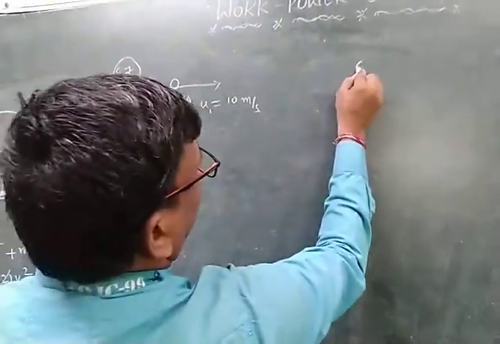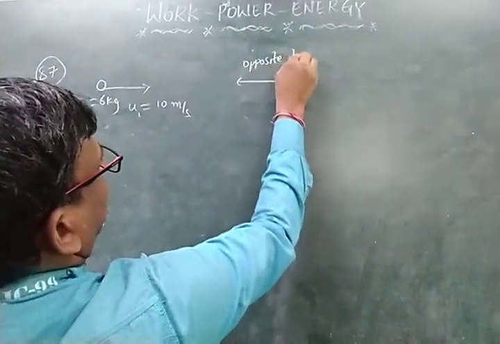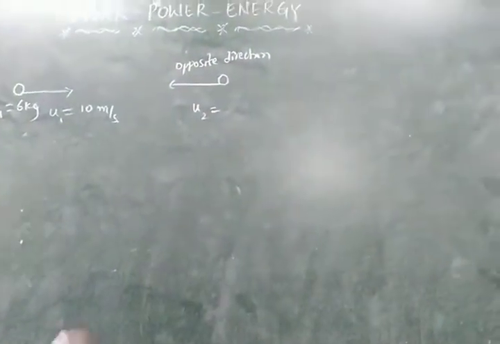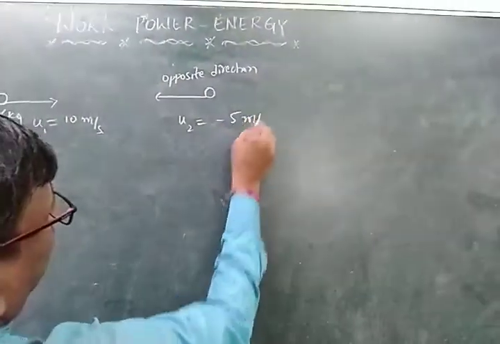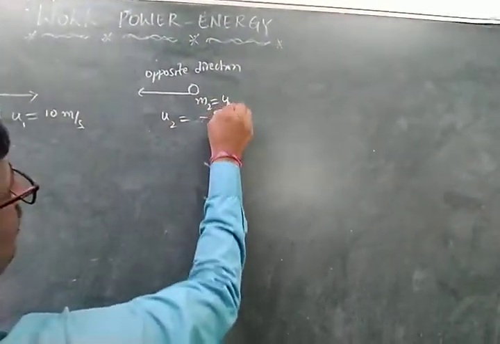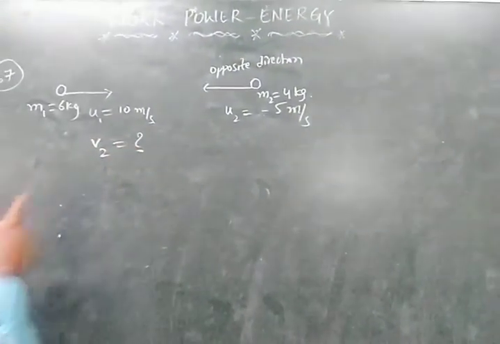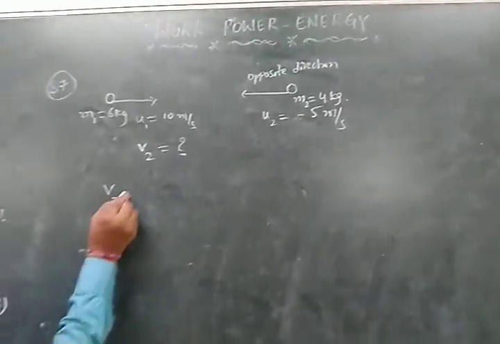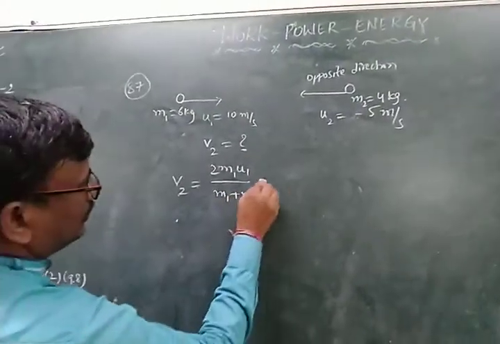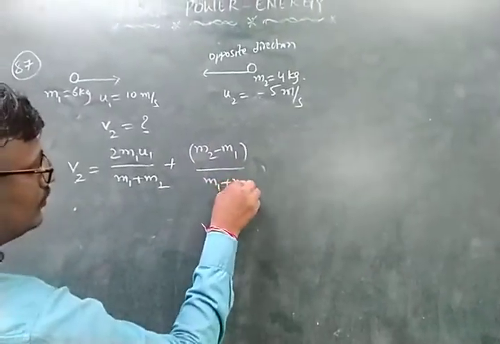Another body is traveling in the opposite direction. Now its velocity u2 is 5 meter per second, the minus indicating the opposite direction, and mass m2 is 4 kg. Then find the velocity v2. We know that for an elastic collision, the final velocity v2 is equal to 2 m1 u1 by m1 plus m2, plus m2 minus m1 by m1 plus m2, into u2.